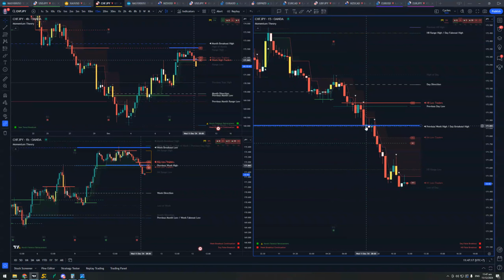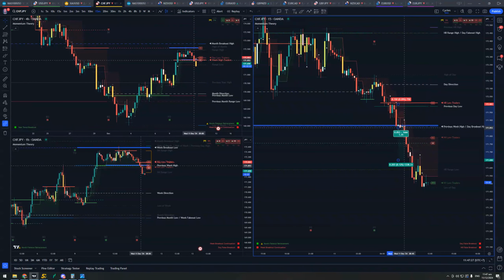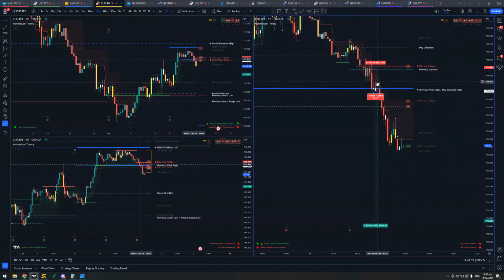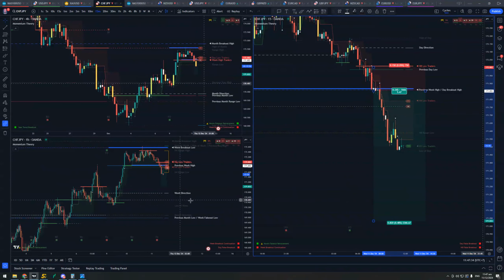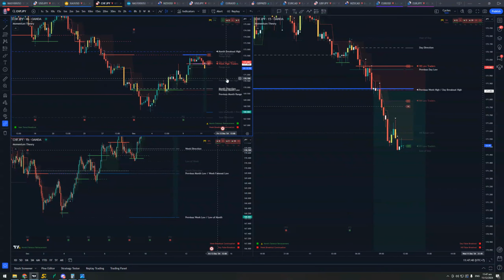So once this move got down and there was continuation, I entered on the M15 right here. A safer trade would be here, but I took a more aggressive entry over here. Got 2 time frame alignment, and I'm looking for a move all the way down to that weak breakout low. So if it gets all the way there, it's about 25R. Let's see what it wants to do.